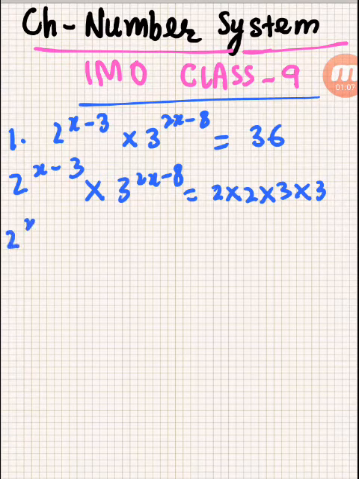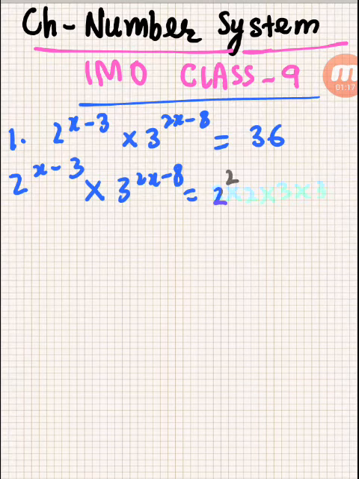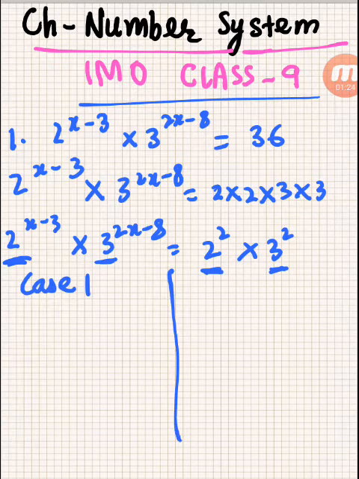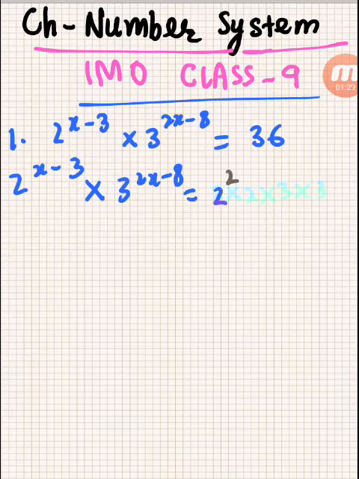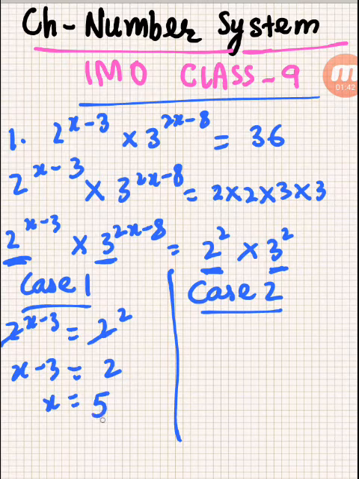So we can write them as 2 raised to power x minus 3 into 3 raised to power 2x minus 8. It will be equal to 2 squared into 3 squared, like this, right? So now what we have to do is, see, here is 2, here is 2, here is 3, here is 3. So we'll do two cases, case 1 and case 2. Case 1 is for 2 and case 2 is for 3. So x minus 3 will be equal to 2, since 2 raised to power 2. So x will be equal to 5, right?